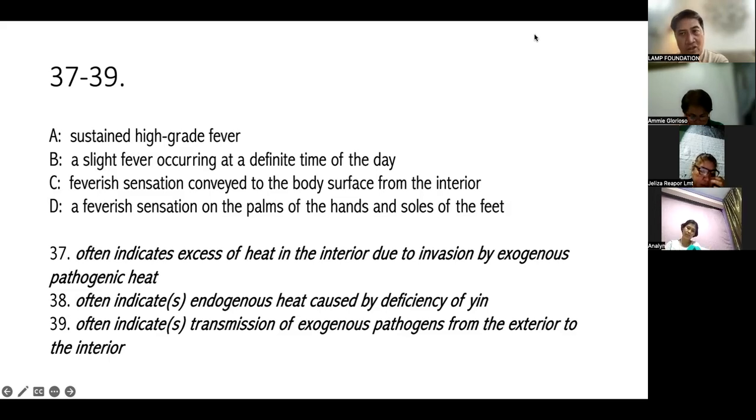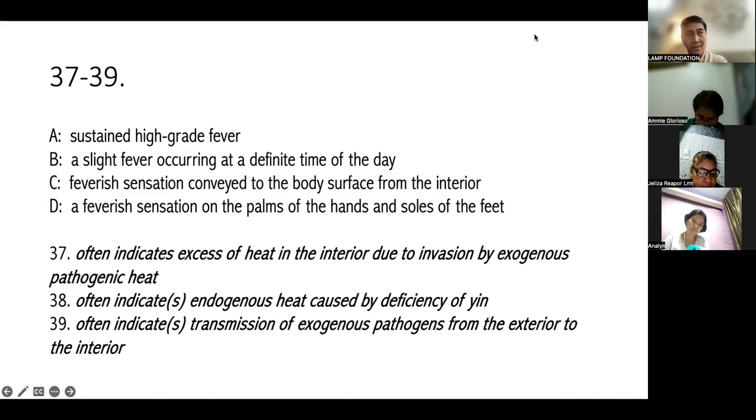So how would you differentiate the fever pag meron lang invasion of heat sa exterior, hindi pa pumasok sa interior? Will the fever be as high? Yes, Dok, pero high grade na siya eh. Tanong ko, ano ang pagkakaiba nito pag meron lang heat pa sa exterior?